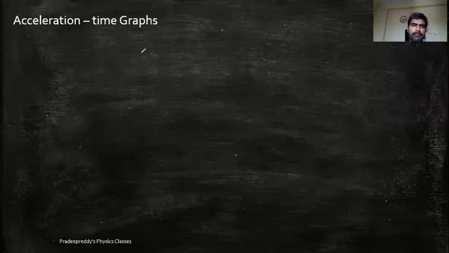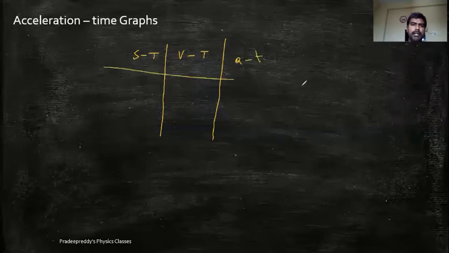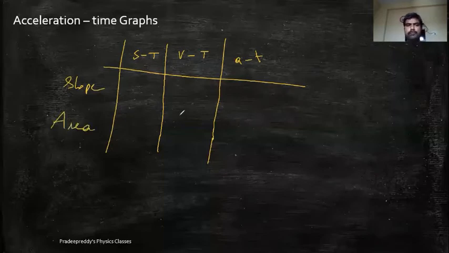We have three different types of graphs, right? ST, VT, and AT. These are the three different types of graphs which we have. You can calculate slope and as well as area for any graph. So if you calculate slope, what do you get? And if you calculate area, what do you get from these graphs? So I'll tell you now briefly within 1 minute.